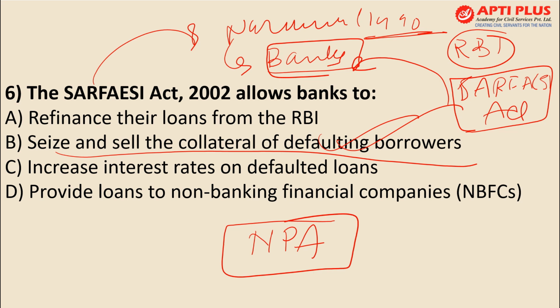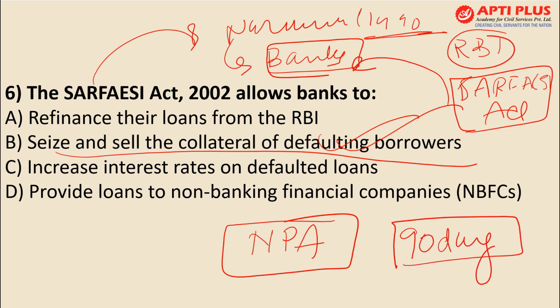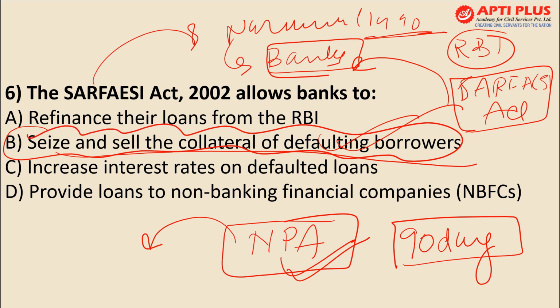So if a bank's loan interest does not return, or the principal and the interest do not return back within 90 days, then that loan becomes your non-performing asset. And if it goes on continuously, then banks have the power to seize the collateral of the defaulting borrower. So that was given in your SARFAESI Act, the powers to the bank.